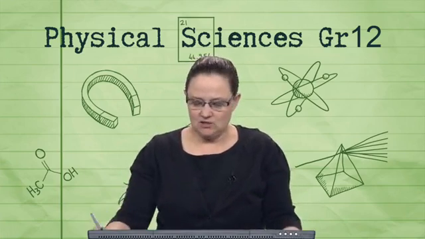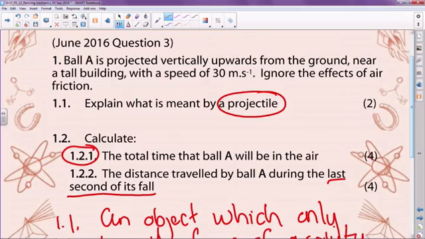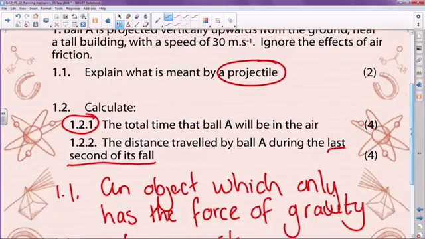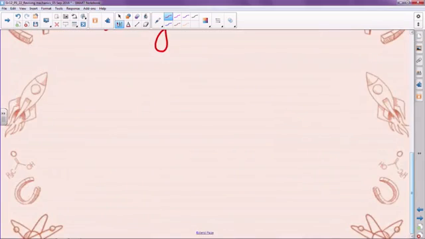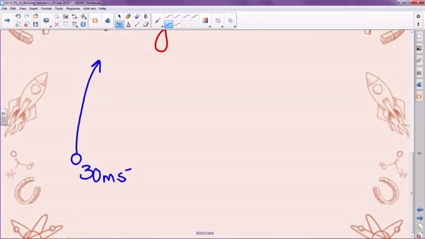So now, if we go back to the question, it tells you that a ball is projected vertically upwards from the ground near a tall building with a speed of 30 meters per second. So if we're going to draw a diagram, this is what they're saying to us, okay? There's my ball. It's being projected upwards at 30 meters per second near a tall building. Now, the tall building actually is irrelevant for this first part, but it doesn't matter. Then they say to you, how long does it take for the ball to reach the ground again?